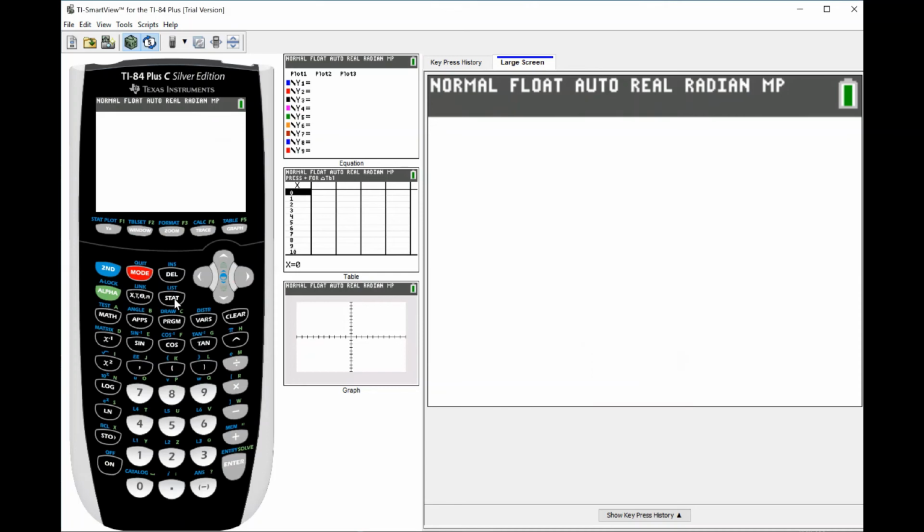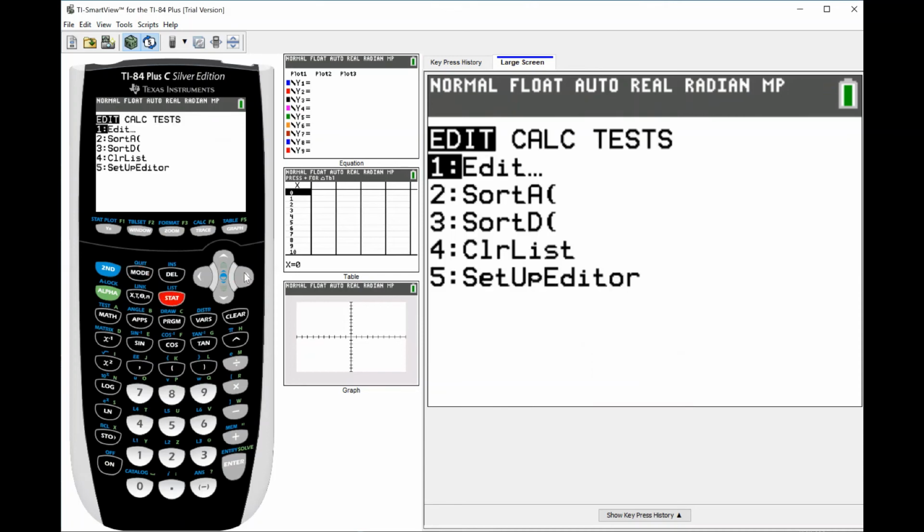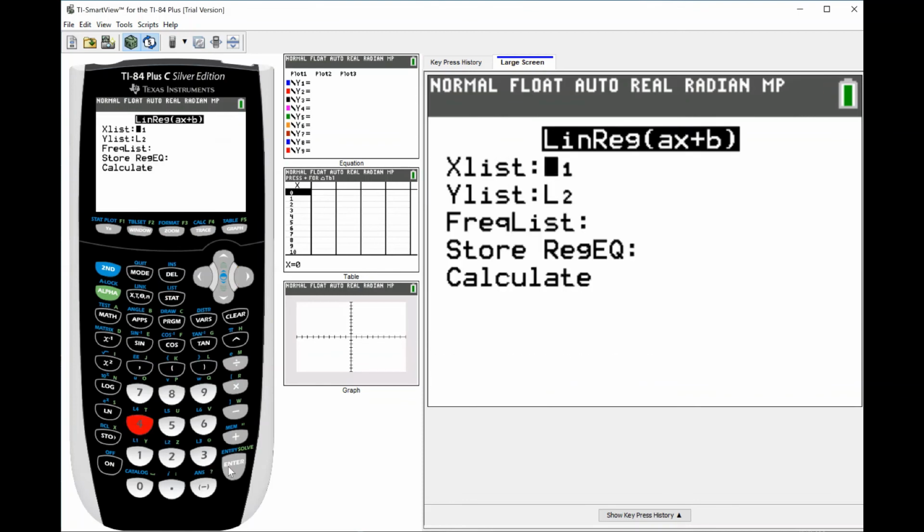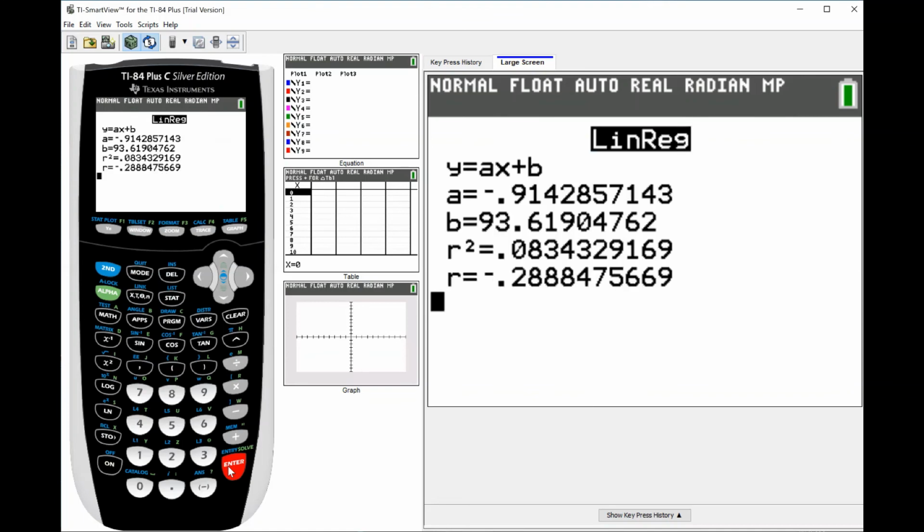Now we're going to go to stat and let's perform our linear regression. Where do I go? Calc. LinReg is number 4. I'm going to click on 4. I'm not going to store this equation anywhere. I'm just going to calculate it. And then let's make sure that we write this down. So when I write down this linear equation, its y is approximately negative 0.91x plus 93.62. So I've rounded to 2 decimal places out, right, to the nearest hundredths place.